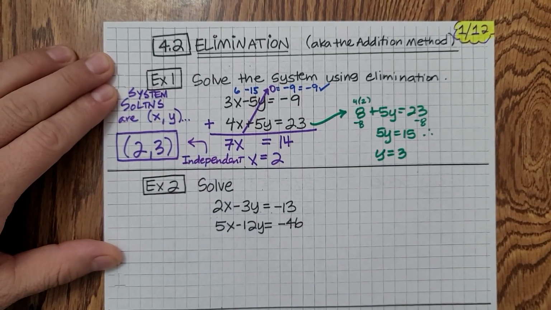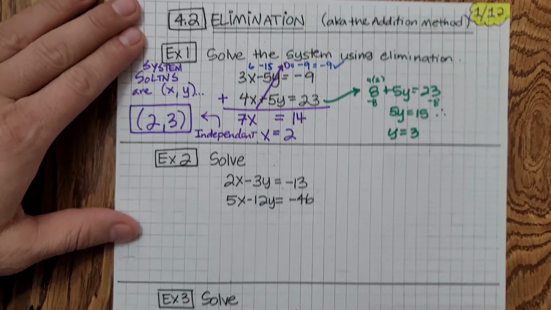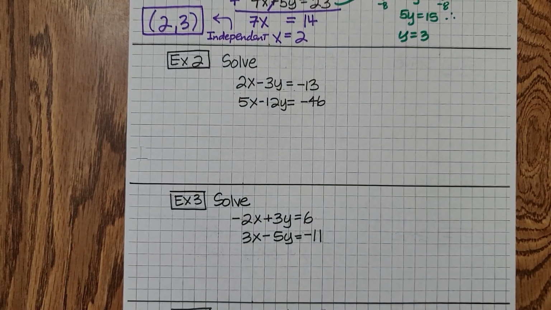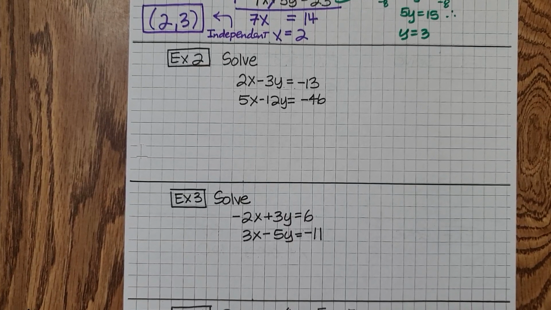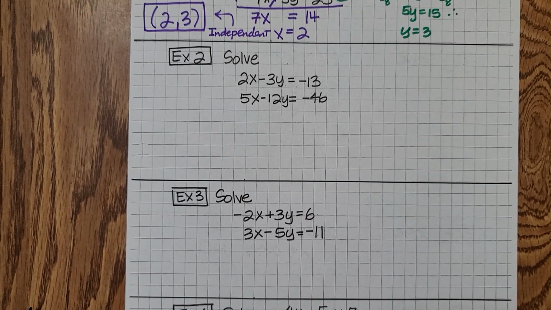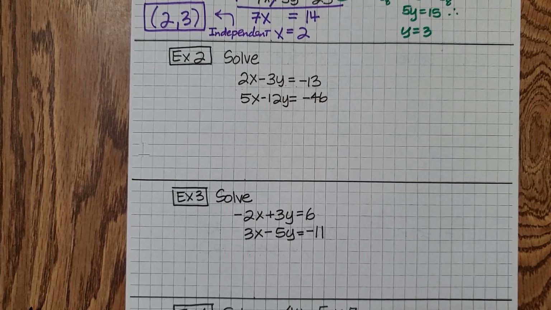All right, so let's take a look at the second problem. Make sure I'm still here in frame. All right. Solve 2x minus 3y equals negative 13 and 5x minus 12y equals negative 46.